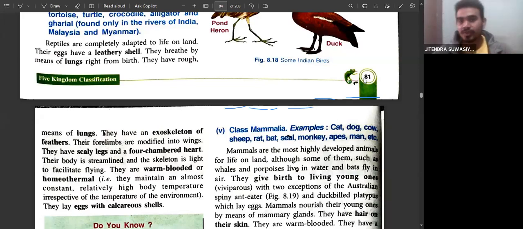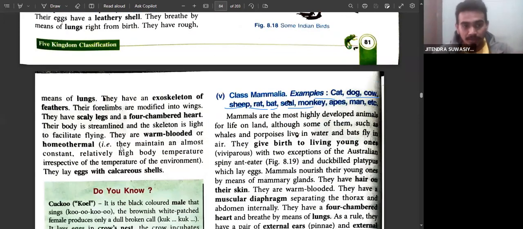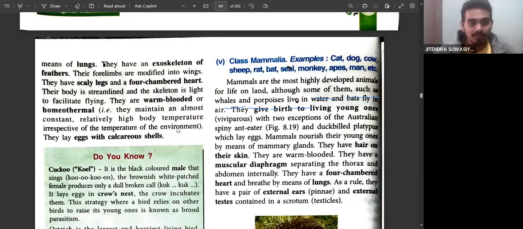If you have seen a peacock feather, you can see one line, the rachis, in the middle, and after that a separation of colors. The middle portion is the exoskeleton. The soft, cotton-like material is embedded in that exoskeleton, and that also supports the whole system of the bird. Their forelimbs are modified into wings. Like we have forelimbs with fingers, in birds the forelimbs are converted into wings, and the wings are used for flying.